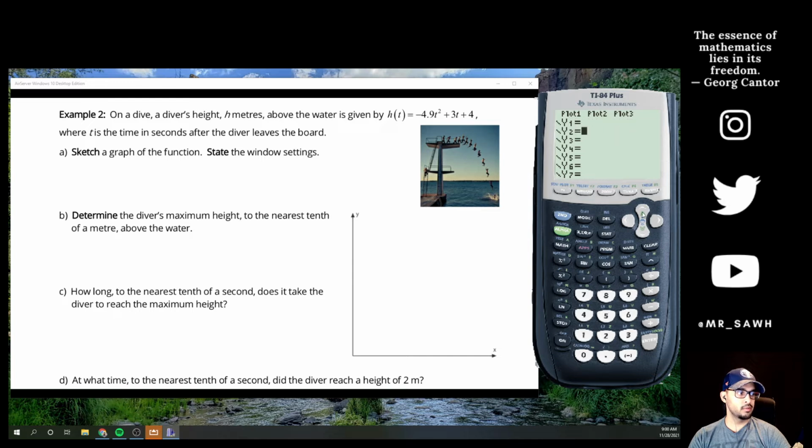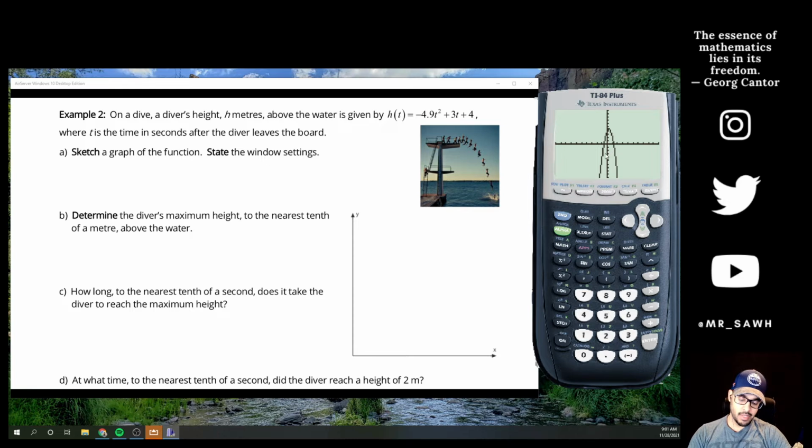So let's clear out everything we had, and we'll put in negative 4.9. Now, if I press the button that has my x in it, really that's what I'm going to use here. So I can't really put in a t. The calculator defaults to having x in there. So it really doesn't matter what it says. It'll graph the same way. So negative 4.9x squared plus 3x plus 4. Graph. So here's what it looks like.